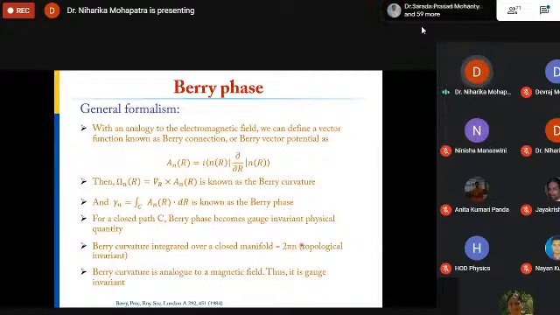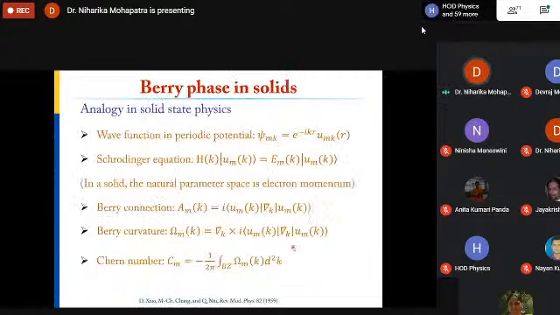This n is invariant, or n is gauge invariant. So later on I will connect this with this. In solid state physics, we don't take individual states; basically our states are Bloch states. In terms of Bloch states also, you can define this Berry curvature.